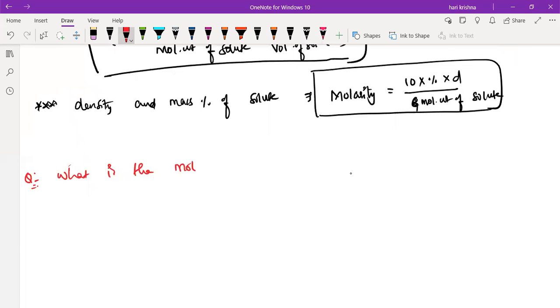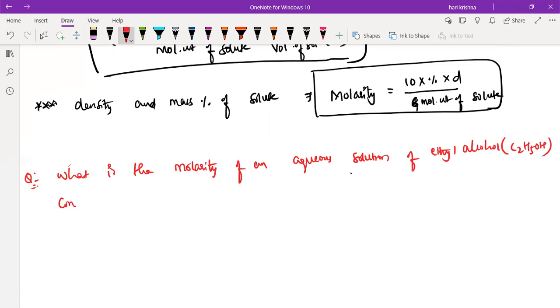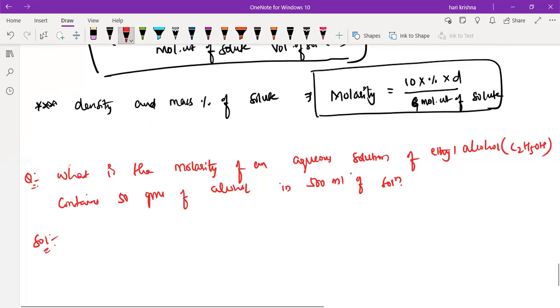What is the molarity of an aqueous solution of ethyl alcohol, C2H5OH, which contains 50 grams of alcohol in 500 ml of solution? Then what could be the answer here? Will you do the calculation part and tell me the answer?